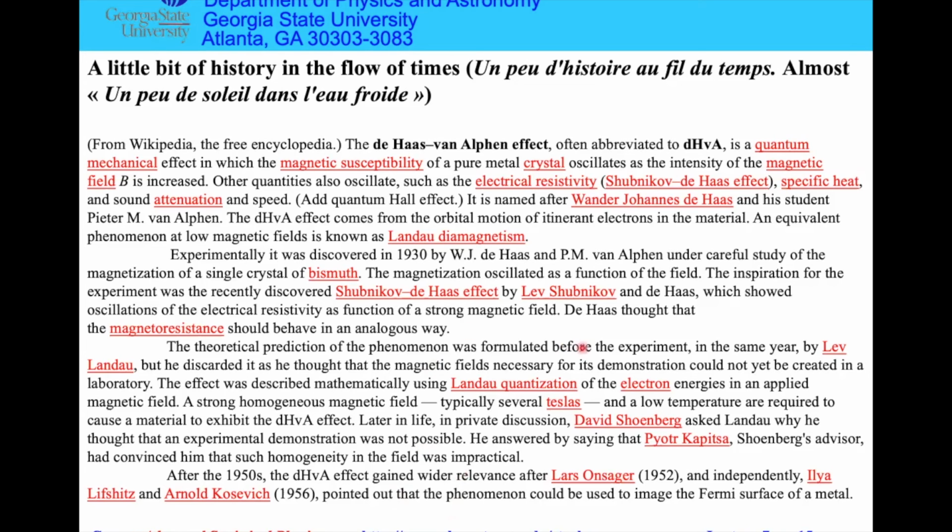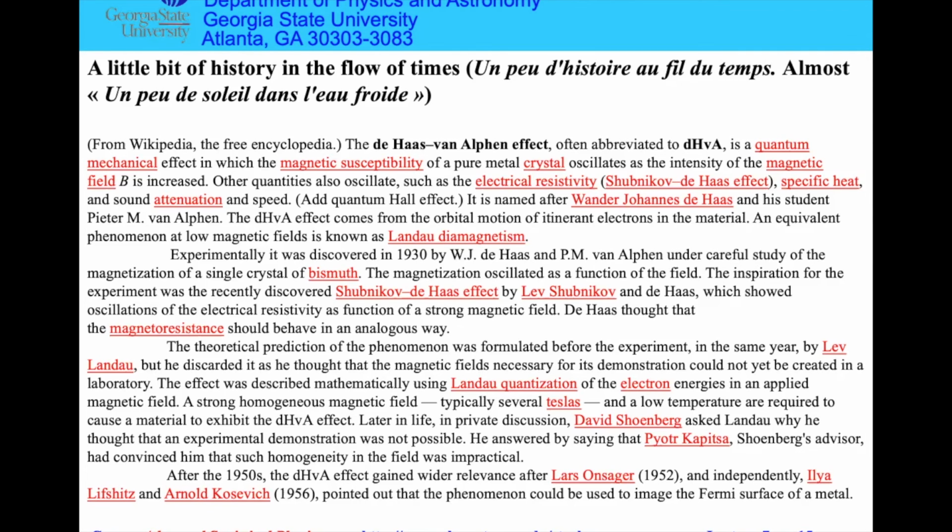So as we know, the theoretical prediction was formulated the same year, before the experiment. It was a prediction by Landau, and we studied the theory. However, interestingly, it is an interesting point of history: Landau discarded this prediction, never much advertised it or paid much attention to it. The magnetic fields needed were not yet available in the lab. It should be several Teslas. It's actually incorrect to say Teslas. It should be Tesla, as we know. You do not put a physical unit in plural.